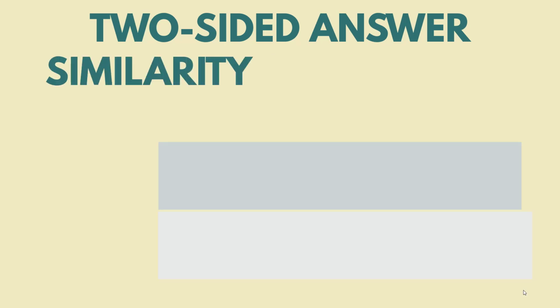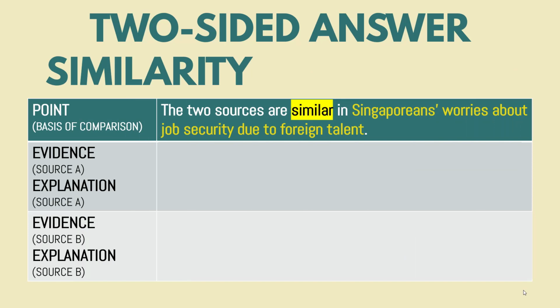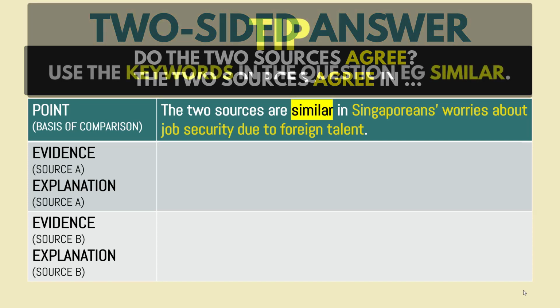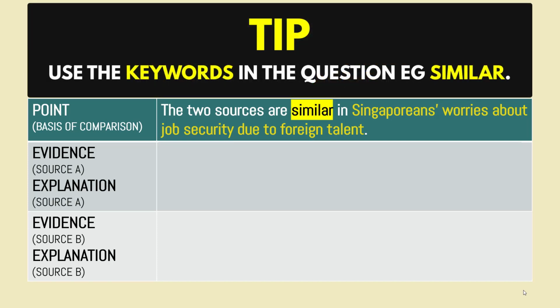When we talk about a similarity paragraph, we are actually concerned about the point. So we need to see the word similar if the question is asking about how similar. If the question is asking about do you agree or do two sources agree, you need to see the word agree. So basically the keyword needs to be present. So the question asks for how similar. The teachers would like to see the word similar in your answer.